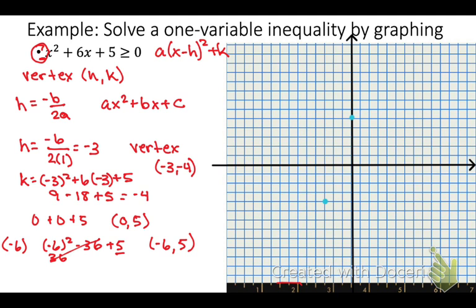And if I went 3 to the left and 3 to the right, should I get the same numbers? Jenna, why are you not writing? Because I'm not paying attention. Okay. So, negative 6 and up 5.